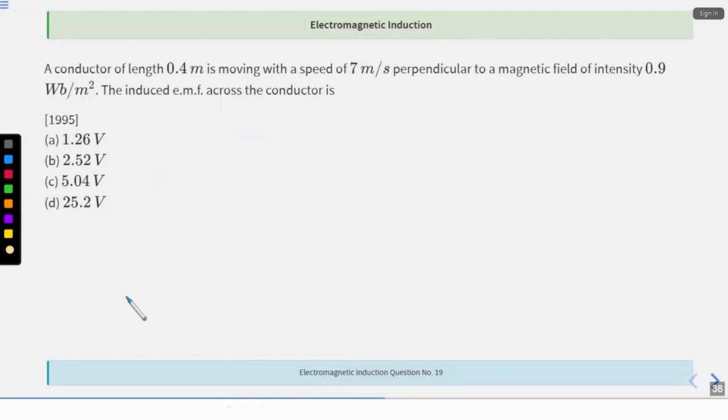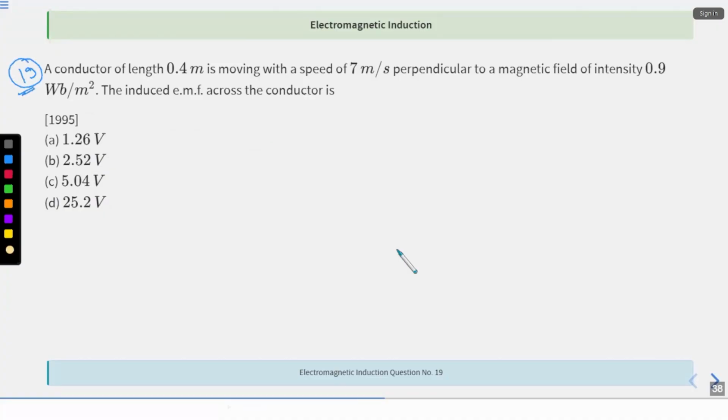We were doing questions on electromagnetic induction in our last session, so let's continue with that. We had completed till question number 18, and today we will start with question number 19. So, let's start.